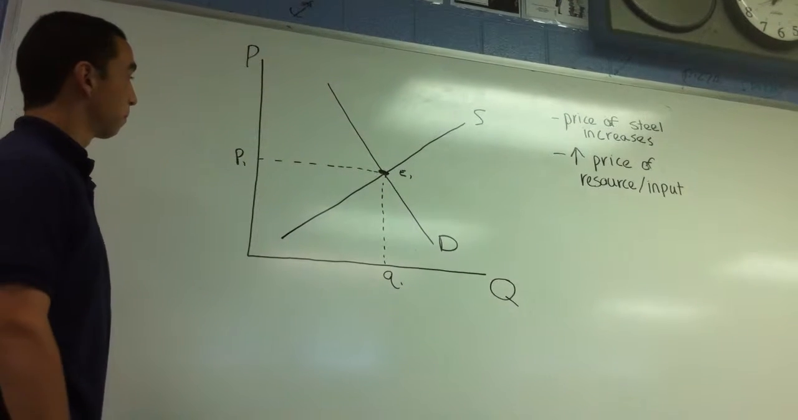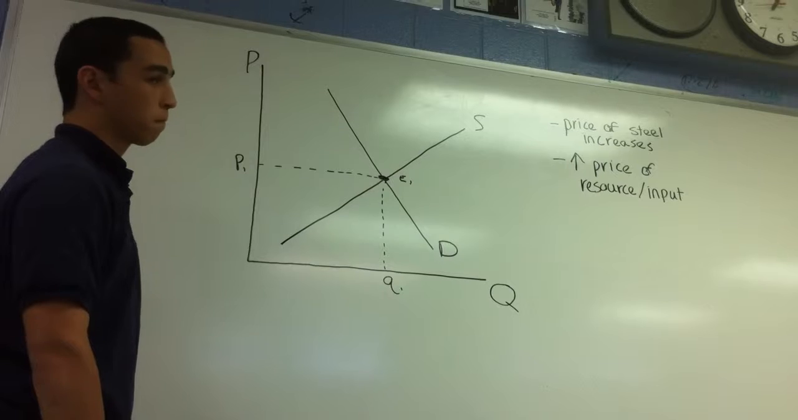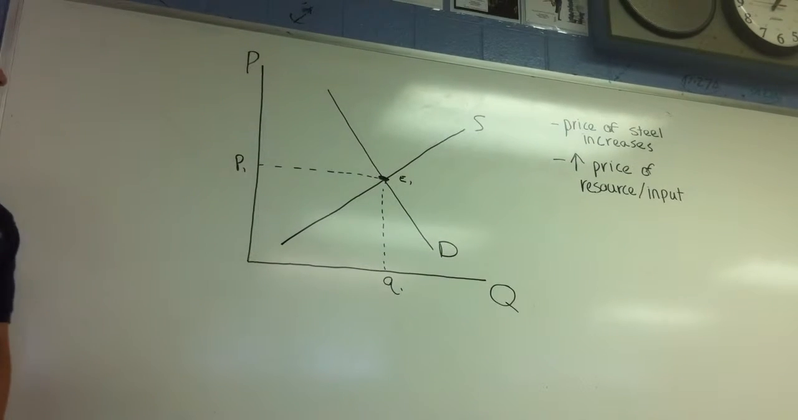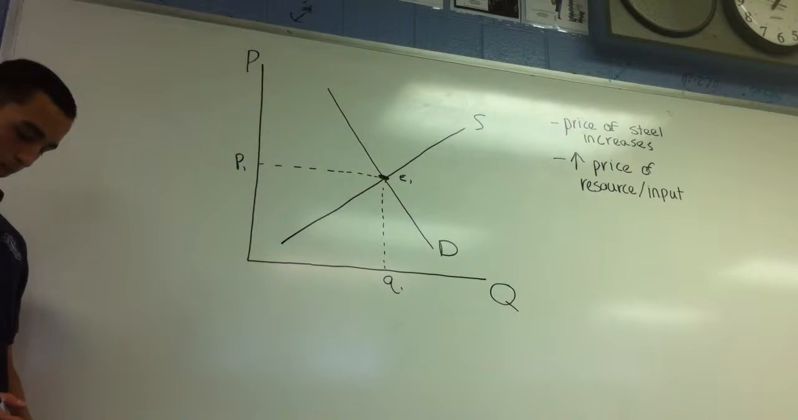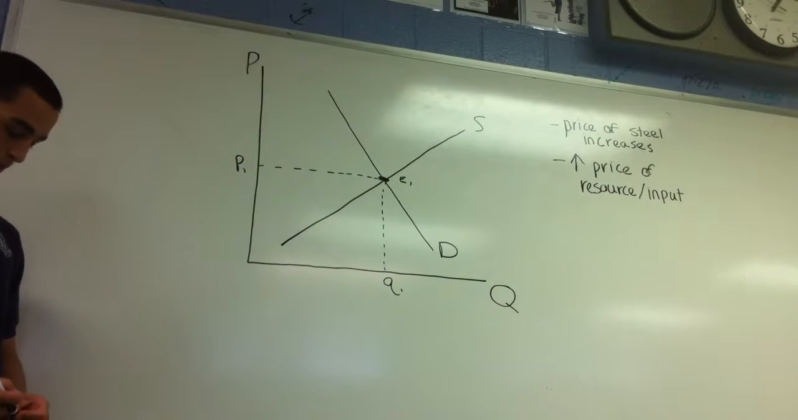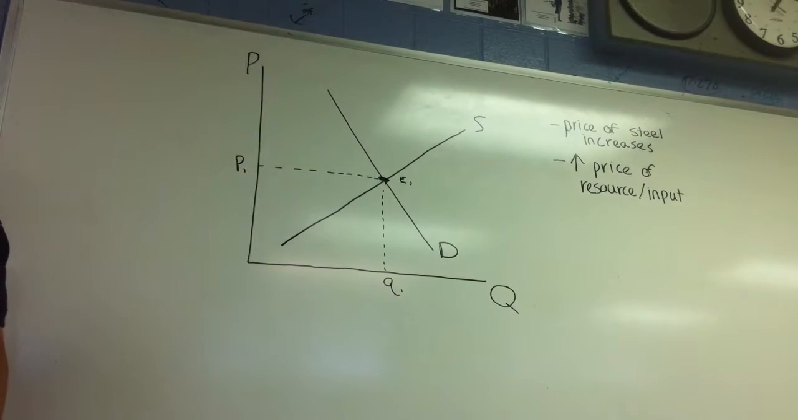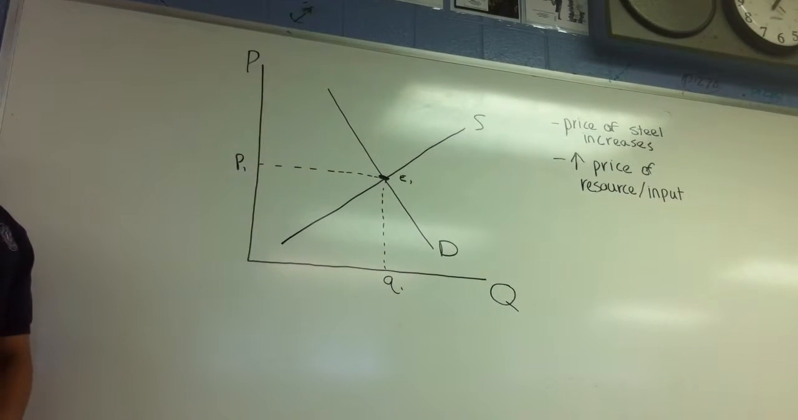So on the vertical axis, we have P for price. That's the price in the market. And on the horizontal axis, we have Q for quantity bought and sold. That's the quantity in the market, right? Then we have our downward sloping demand curve, labeled D.